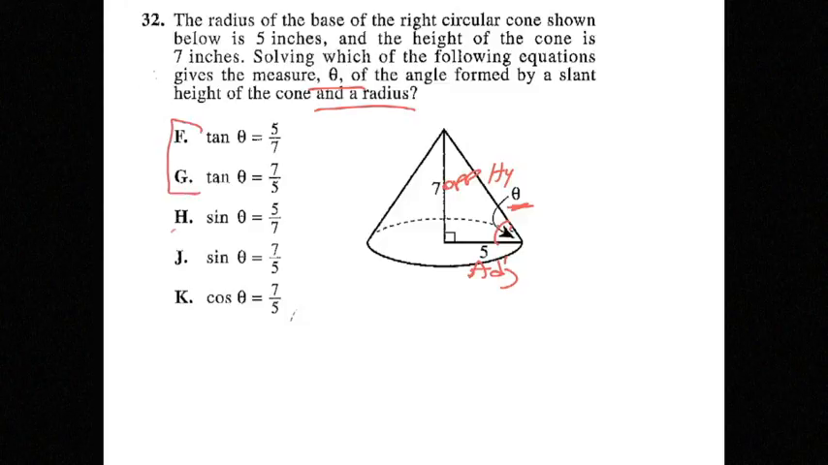So we're down to 2. These other 3 wouldn't be the answer. So now we have to write it out. Tangent of theta is equal to opposite 7 over 5. That makes the answer G for 32.